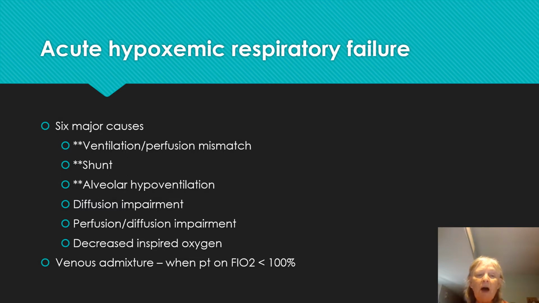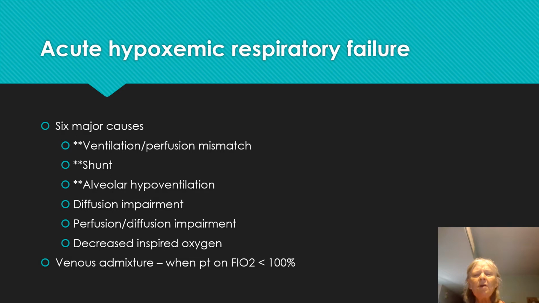If we start at the bottom, you have decreased inspired oxygen. We see this with our patients who have COPD. We see it with patients who are ascending higher in altitude. Remember, people who do mountain climbing, as they approach the summit of the mountains, they have to slow down. Sometimes they have to take oxygen with them to be able to use it because of the problems that they have with it.